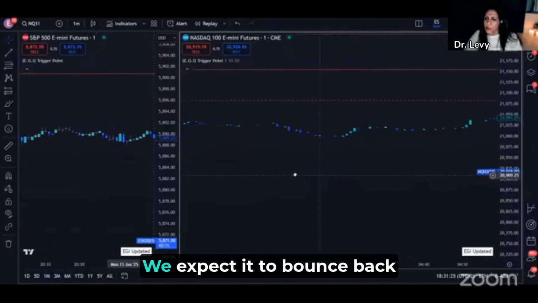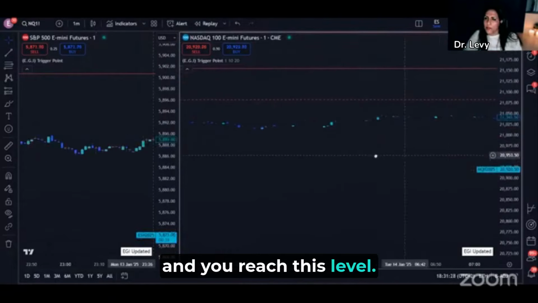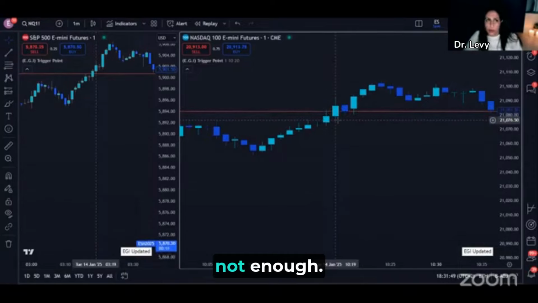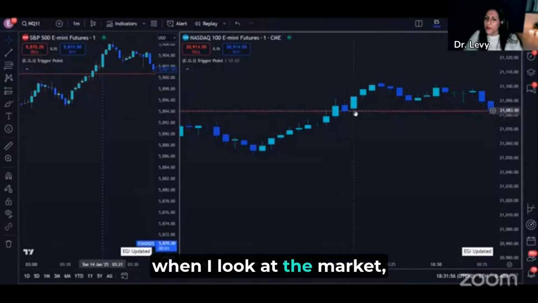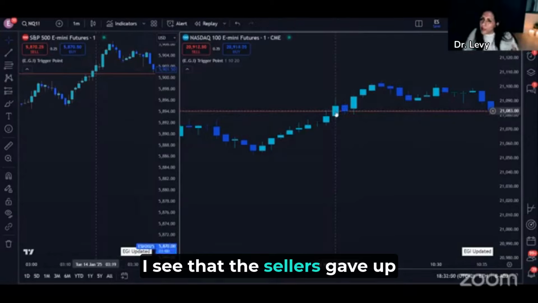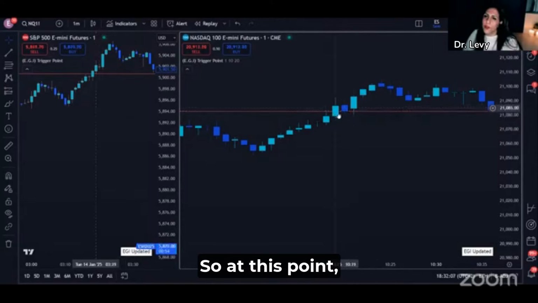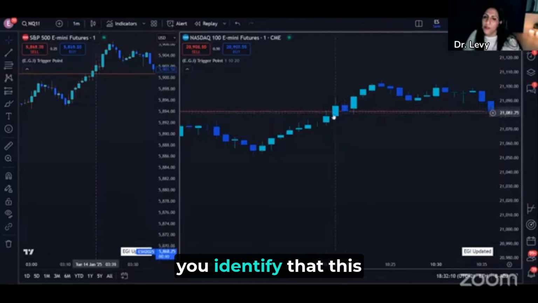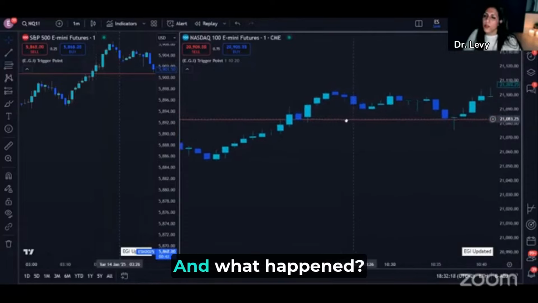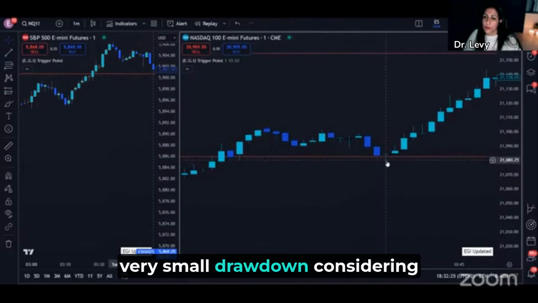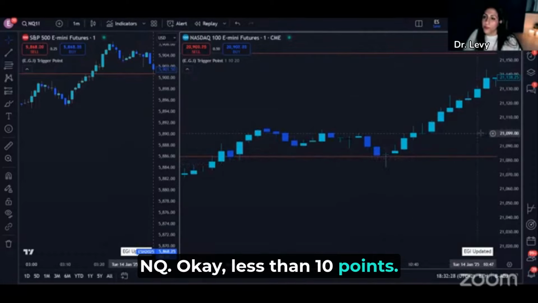Yes, it's a resistance level. We expect it to bounce back, and you reach this level. There was a small reaction here. Not enough. But then it broke. And at this point, when I look at the market, I see that the sellers gave up and the buyers took control here. So at this point, if you read the price action, you identify that this resistance level with a small validation here turned into support. And what happened? Beautiful support with a very, very small drawdown, considering NQ, okay, less than 10 points.